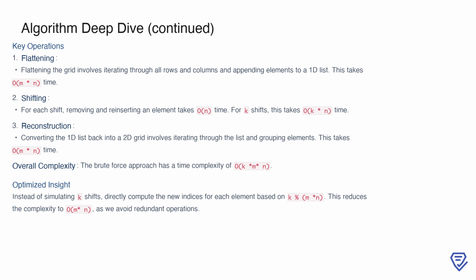Therefore, the overall complexity of the brute force approach is O(k*m*n). However, an optimized approach avoids redundant shifts by directly computing the new indices for each element based on k % (m*n). This reduces the overall complexity to O(m*n), making it much more efficient for large grids or high values of k.